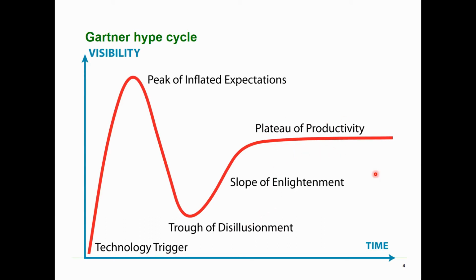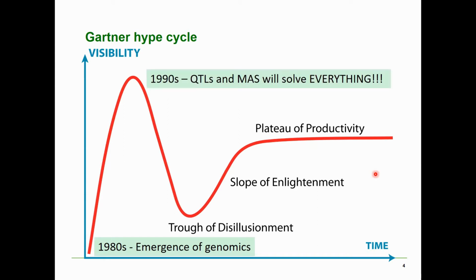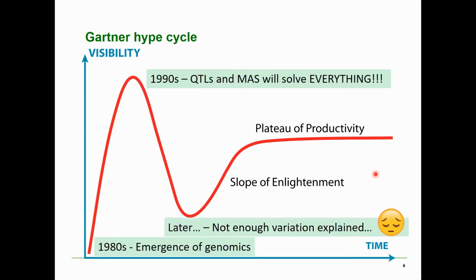Now, this could be really nicely translated and applied also to genomics. In the 1980s, there was the emergence of genomics, and in the 1990s, we had the quantitative trait loci and the marker-assisted selection, and we thought it would solve all of our problems. Well, as you might know, this was not entirely the case. We found out that not enough variation is explained, and we were generally sad about it. But then with the dawn of the new millennium, there came the whole genome sequences and the SNP chips, and we could cost-effectively genotype a lot of individuals.